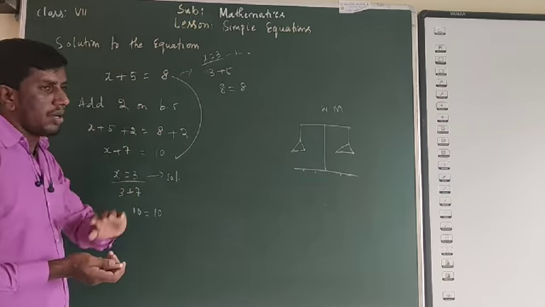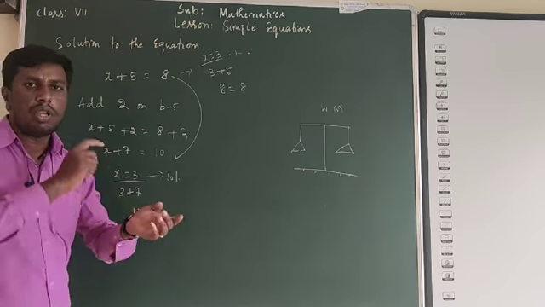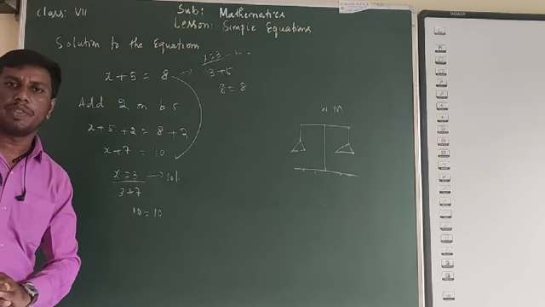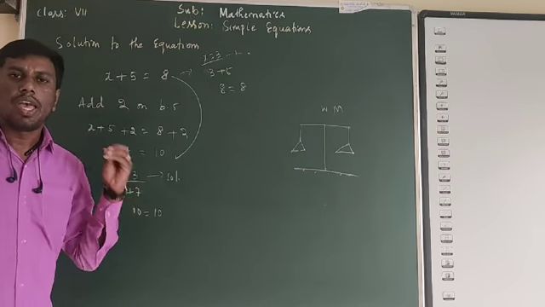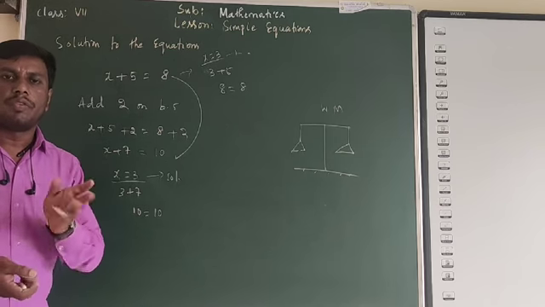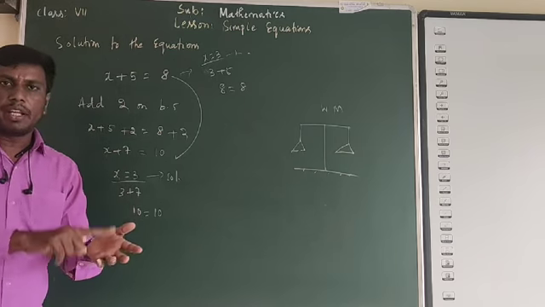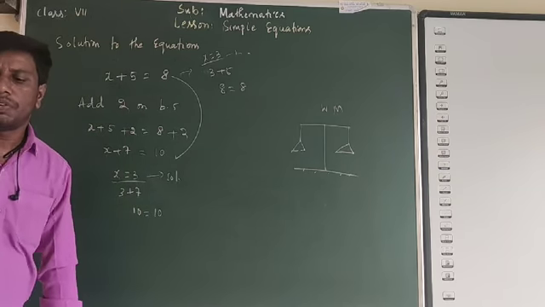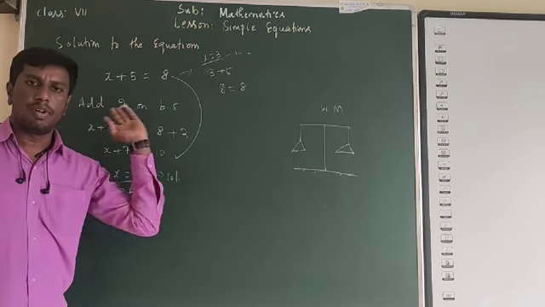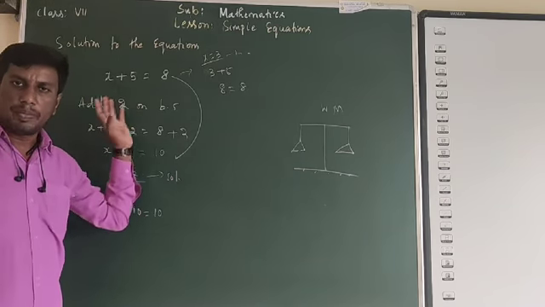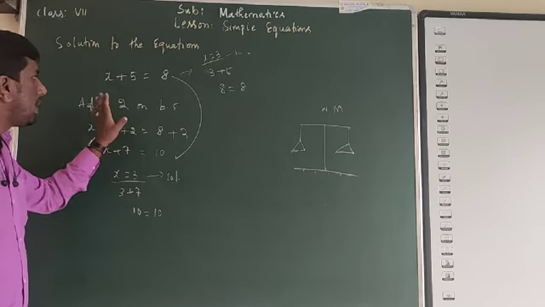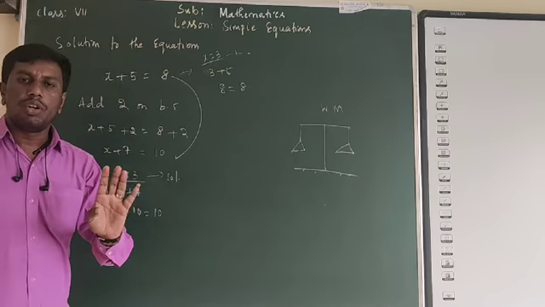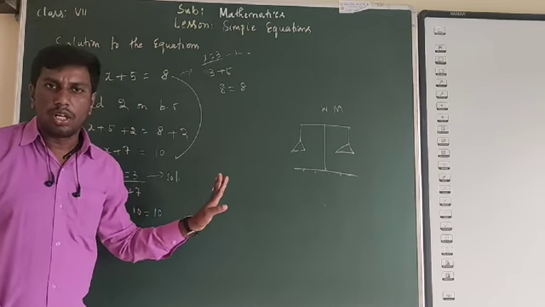That means if you add something to the equation, that will not alter the solution of the given equation. Not only adding, subtracting something from the equation will not change the value of the unknown, the value of the variable. Adding, subtracting, multiplying, dividing: you do all these four operations for both sides. If you want to add something, add to both sides. If you want to subtract something, subtract from both sides. If you want to multiply, multiply both sides. If you want to divide, divide both sides. Then only the value of the variable will remain the same.